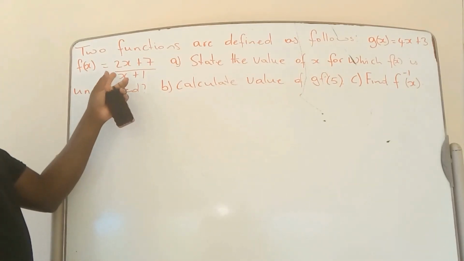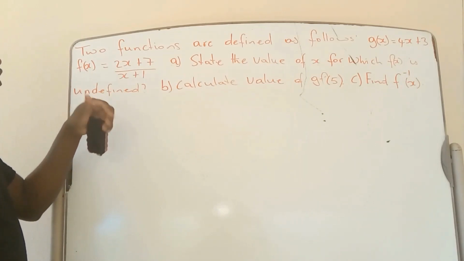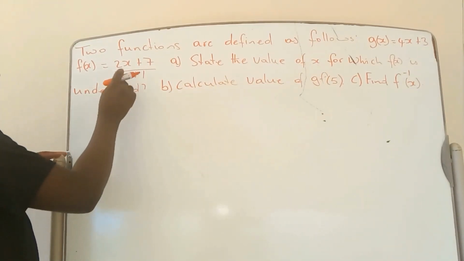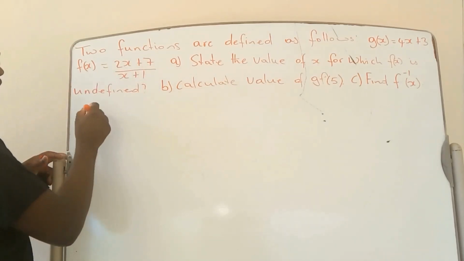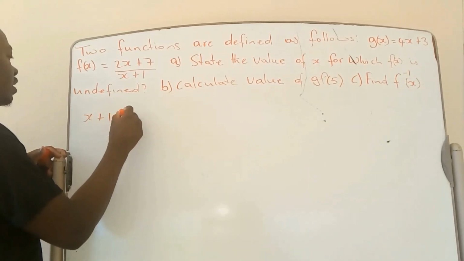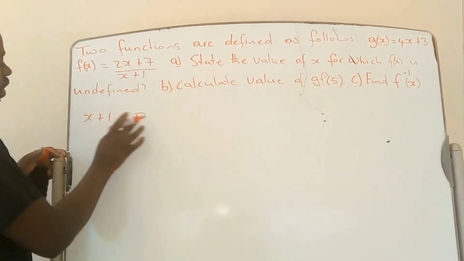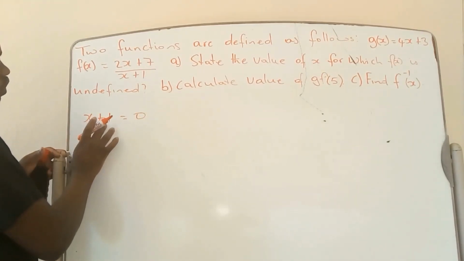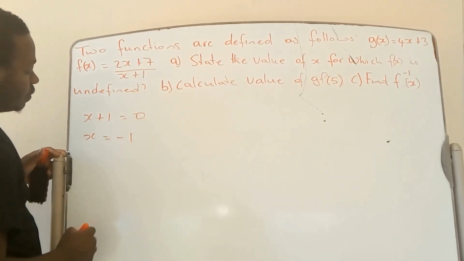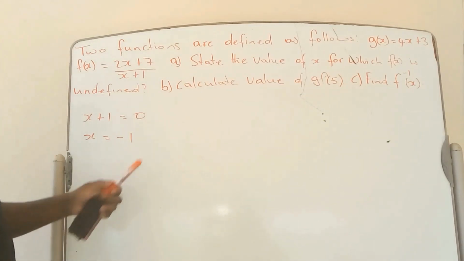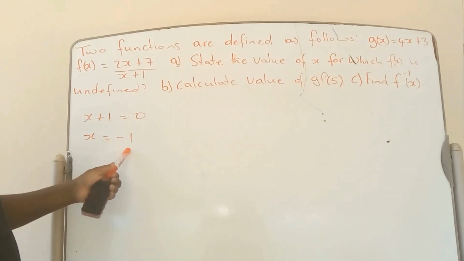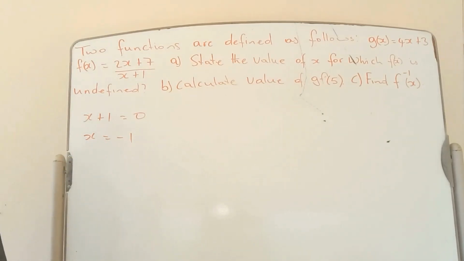Because when the denominator of the function is equal to 0, the function is said to be undefined because you can't divide by 0. So all you need to do is to just set the denominator equal to 0 and solve for x. So x plus 1 is equal to 0 and solve for x. So here you need to subtract 1 from both sides, so x is equal to negative 1. Right? So the value of x for which f of x is undefined is x equals negative 1. That's it.